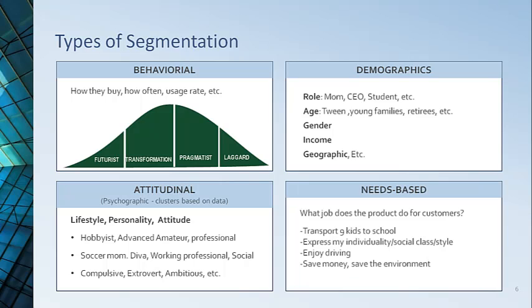The last one is called needs-based, and this is probably the most powerful of the four, at least in my experience. Because often when you're looking at demographic data, behavioral data, and segments based on attitude, what you're looking for is what does this customer want? What do they need from a product or service like mine?